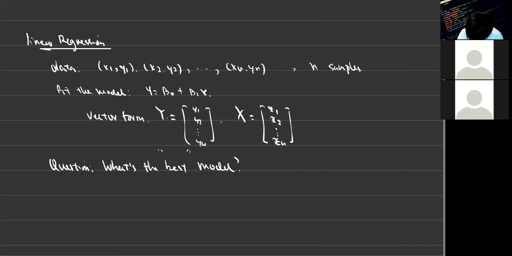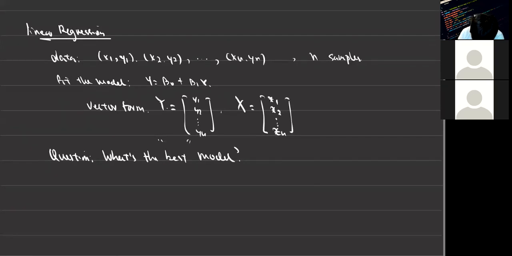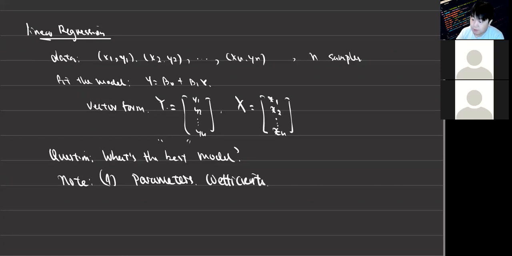The first thing to note is the parameters, or you can call them the coefficients. These are the things that we are able to change. If I tell you the data is x1, y1, you can't change that. It's given to you, you observe it, you can't just magically change it. But what you are allowed to change is beta 0 and beta 1. So let's write that down.